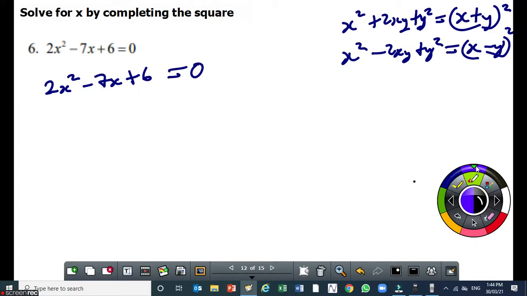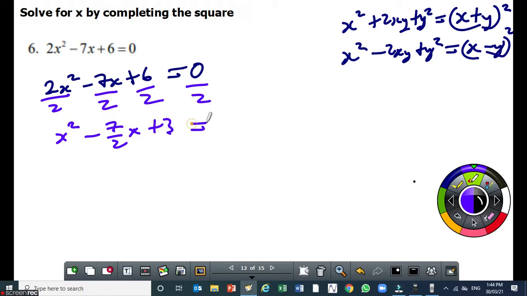How do you do that? You divide each term by the coefficient of x squared. In this case, the coefficient is 2. So you make the coefficient of x squared equal to 1 by dividing every term by the coefficient of x squared. Once you do that, you get x squared minus 7 over 2 x plus 3 equal to 0. So I have made the coefficient of x squared equal to 1. Now I can get on to complete the square.